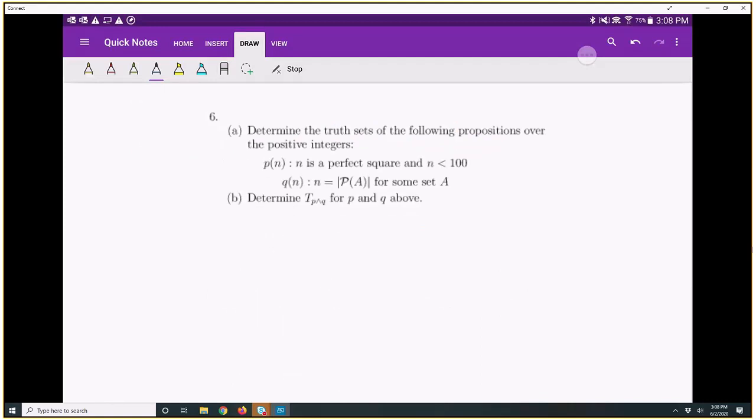Now, determine the truth set of the following propositions over the positive integers. So again, our universe is the positive integers. We have 2 propositions. First, n is a perfect square and n is less than 100. Second, the cardinality of the power set of A is equal to n for some set A. All right.